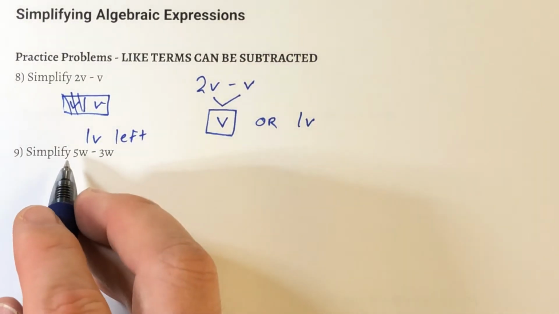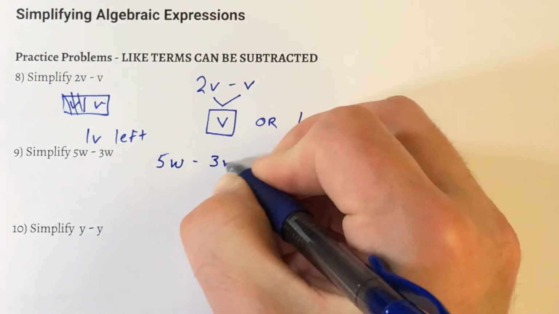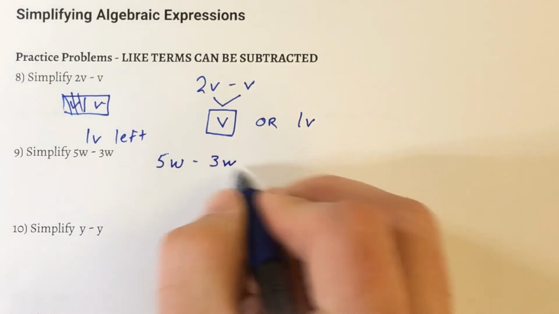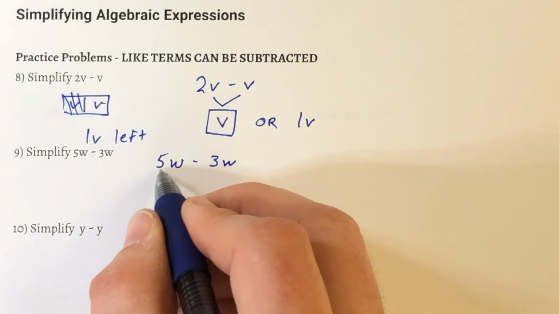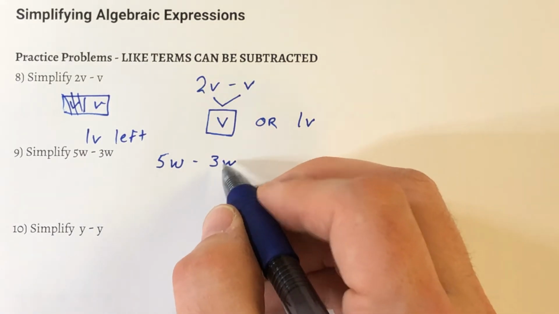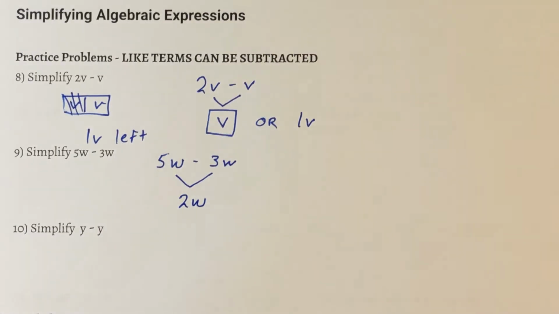Next one, 5w minus 3w. Are they like terms? Yes, they both have the same variable. So I start out with 5. I'm going to take away 3, and I get 2w left.